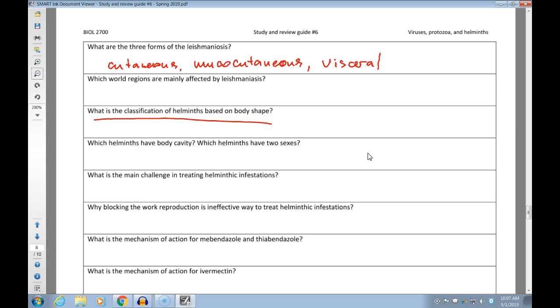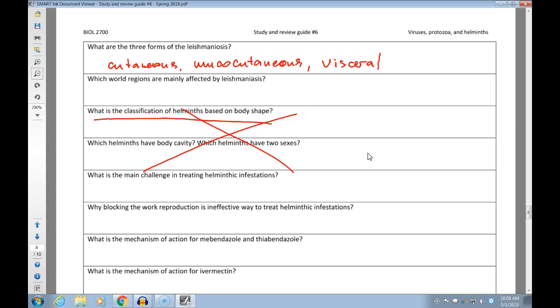Classification of helminths. You need to know nematodes, cestodes, trematodes. Nematodes are round, cestodes are segmented flat, trematodes are non-segmented flat. Body cavity, only nematodes. Sexes, only nematodes. Are we clear?